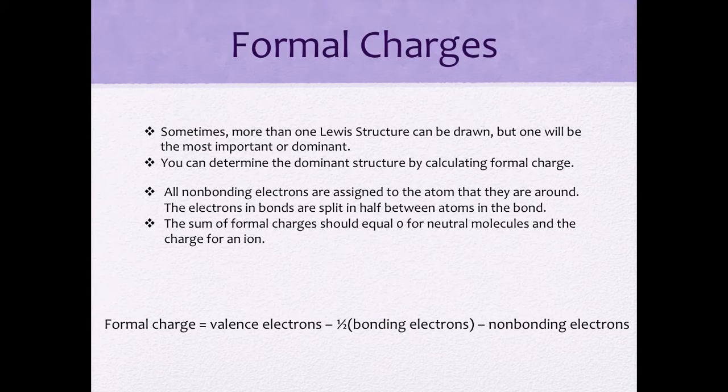When you calculate the formal charge, using the equation on the bottom, all non-bonding electrons are assigned to the atom they are around, and then the electrons in bonds are split in half between the atoms that are in the bond. When you calculate this, the sum of the formal charges should equal 0 for neutral molecules, and it would equal the charge for an ion.